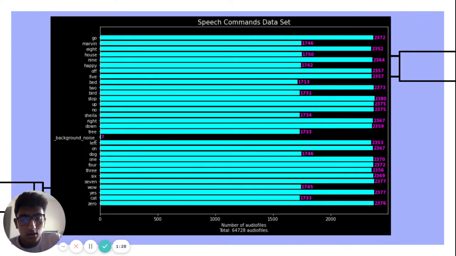This is a graph that showcases the slight class imbalance that I had to deal with, where around 1/3 of the commands all hover around the 1700 level, while the other 2/3 are all 2300 plus cases.